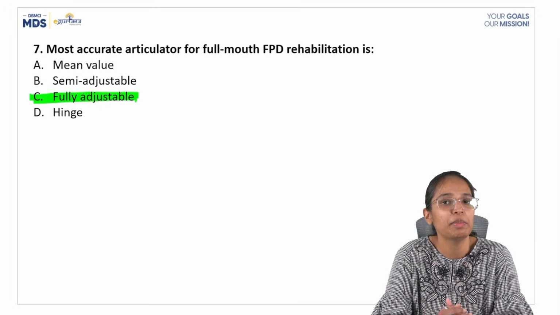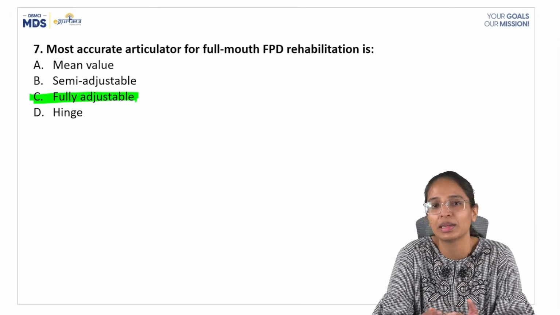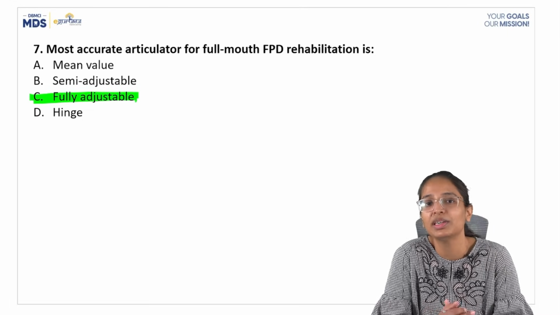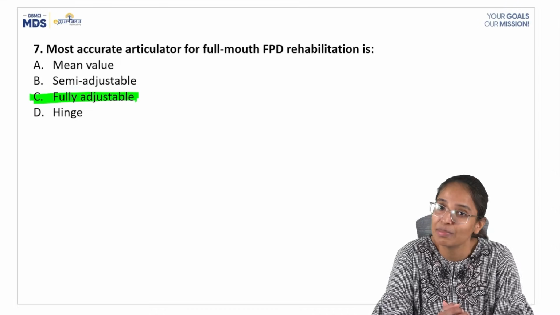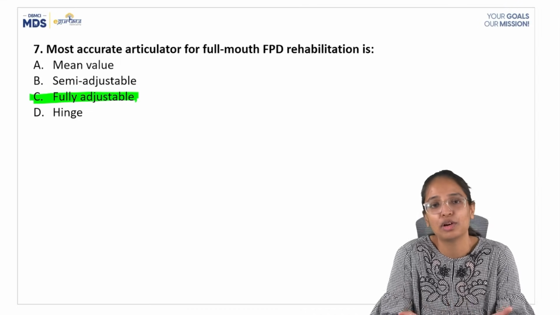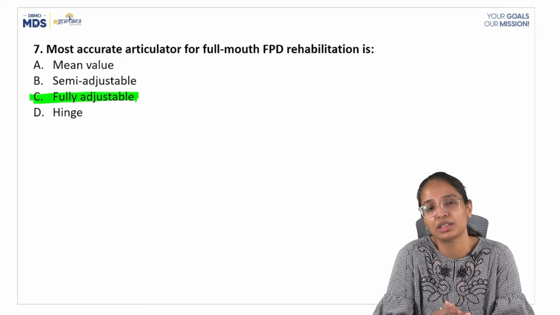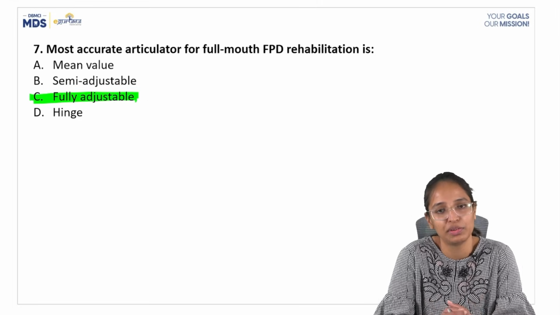Now, let me make a modification in the question here. For example, if I ask you, most commonly used articulator for a full mouth rehabilitation is what? What will be your answer? Semi-adjustable. Why? Very commonly used in day-to-day practice by all clinicians. Hardly people use fully adjustable.